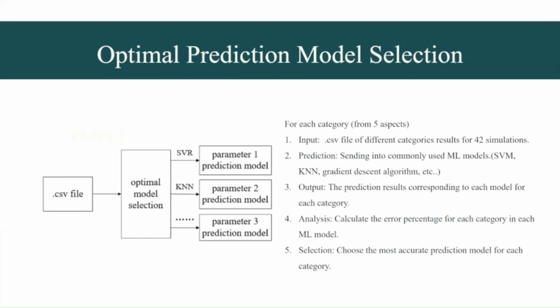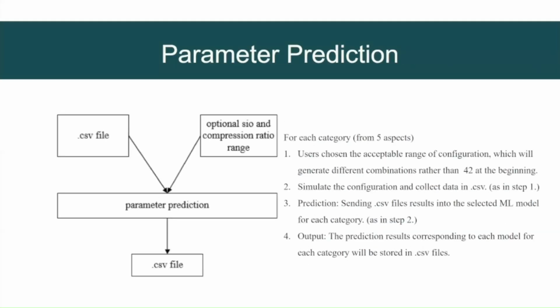We can have a different result for different models. Then we're going to analyze each model based on their error percentage, so we can choose the most suitable model for each category. The next stage is to do the parameter prediction again, for which we are going to use the model we already chose for the different categories.